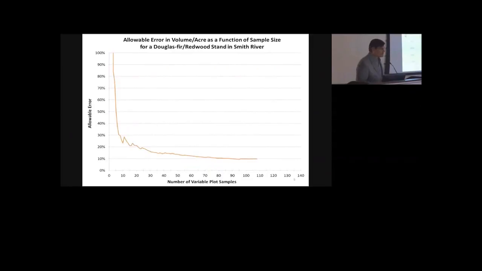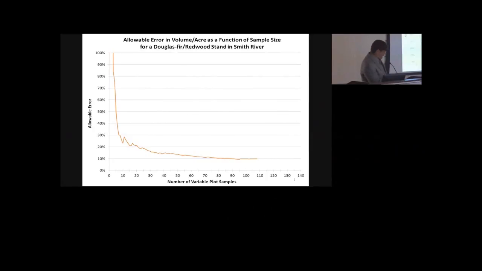So this is an allowable error curve for a Douglas fir redwood stand up in Smith River. The way I construct this is I take my first plot, or my first two plots, calculate the mean, and then calculate the standard error, make that confidence interval, and then divide by the mean. And since I only have two plots in that first calculation, it has a huge variance, right? When I only have a sample size of 2, that's typically what you find.